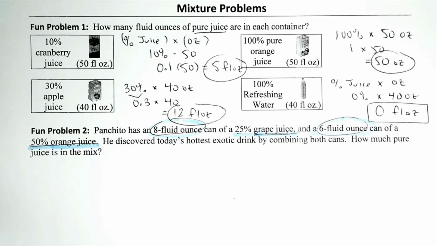Okay. So for the top, Panchito has an 8 fluid ounce can of a 25% grape juice and a 6 fluid ounce can of a 50% orange juice. He discovered today's hottest exotic drink by combining both cans. How much pure juice is in the mix?